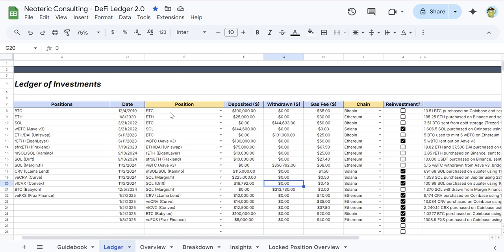Each ledger entry is just: what did I do? I bought some Bitcoin. Okay. Two months later, I withdrew that Bitcoin. So that's a withdrawal. And then I have a new ledger entry with ETH that's reinvested. And that's implied: I took out Bitcoin, put in ETH. And one more thing worth mentioning is, let's say that I withdrew some Bitcoin and put it in ETH, but I actually wrapped it and lent it out. So there are a lot of steps there.